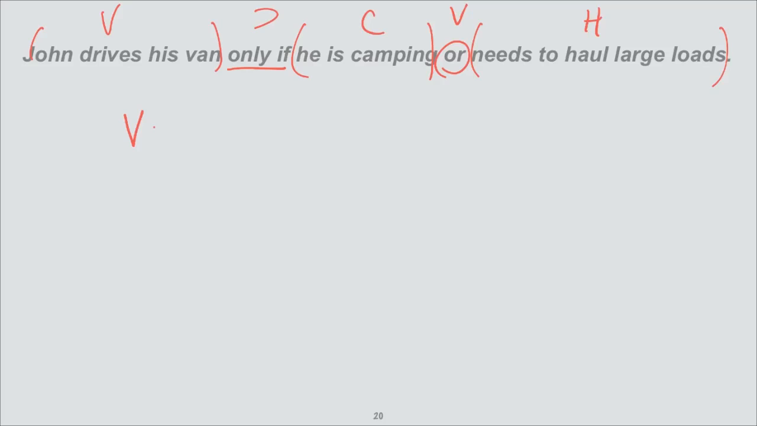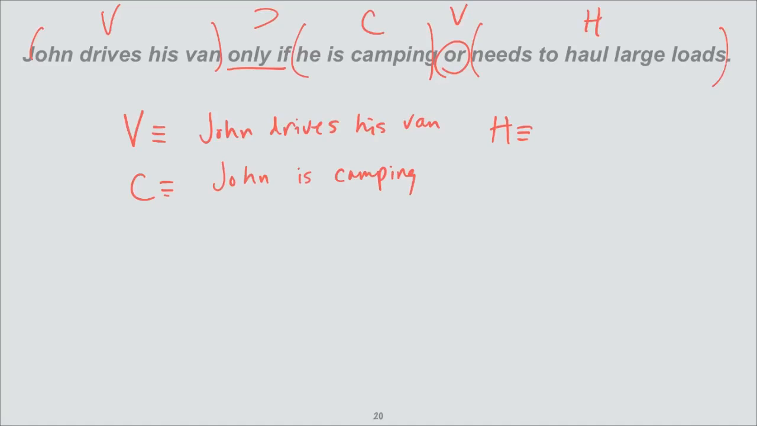So if I were doing this formally, I'd say V is John drives his van, and I would say C, John is camping, and H, John needs to haul large loads. So this would be, again, if you were picking out the letters and deciding what each of those simple sentences represented, you'd have to spell those out so that I or your reader would know what the shorthand that you're using, what each of those letters represents. In this case, what follows the only if, so notice that what follows the if is normally in the antecedent, but we have an only if here, which means that the order of our translation doesn't change.